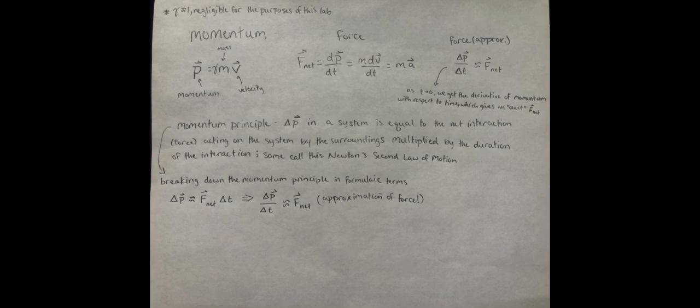This can then be rearranged to say that the change in momentum of an object divided by the change in time of that object is approximately equal to the net force of that object. If we look at this formula as the change in time approaches zero, we get the derivative of momentum with respect to time, which gives an exact net force at said time. Then, knowing that momentum equals mass times velocity, we can further break down this equation into mass times the derivative of velocity with respect to time.